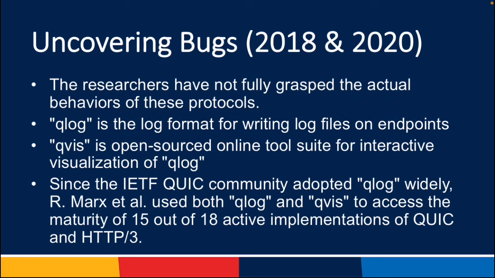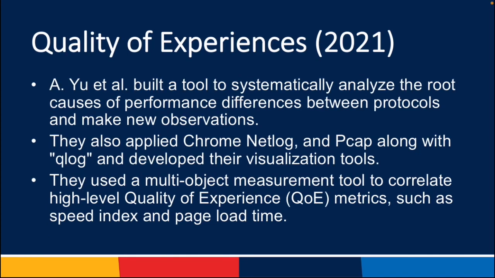In 2018, the authors proposed in their previous work both qlog and qvis, which are the log format for writing log files on endpoints, and the open-source online tool suite for interactive visualization of qlog, correspondingly. Since the QUIC community adopted qlog widely, the authors in this work used both qlog and qvis to assess the maturity of 15 out of 18 active implementations of QUIC and HTTP 3. Correctness is one concern. Quality of experience is another.